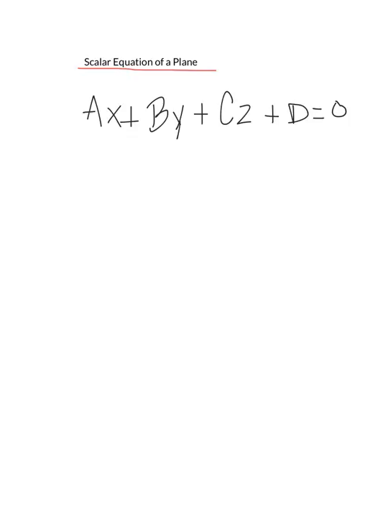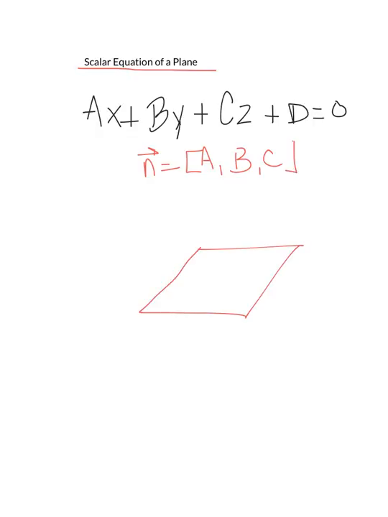Just like when we were writing the scalar equation of a line, we came up with a normal vector. We can do the exact same thing. We can come up with a normal vector to this plane, and it will be the components a, b, c. What that basically means is that if you picture a plane, again, I want you thinking of a piece of paper, I can create this vector n, my normal vector, that is perpendicular or 90 degrees to that plane. And again, its components are the a, the b, and the c from the scalar equation.